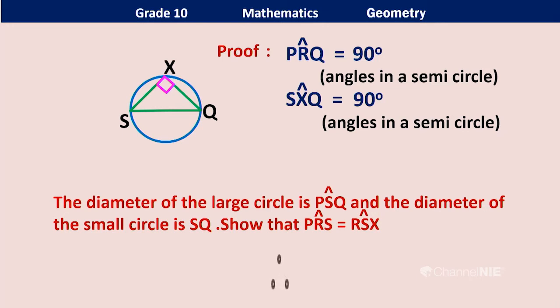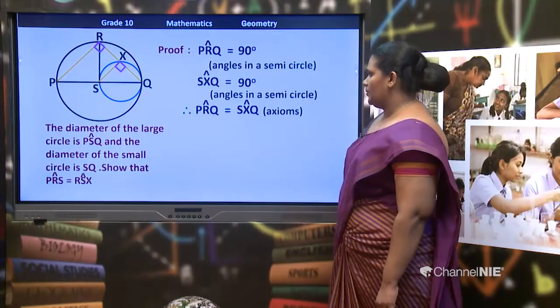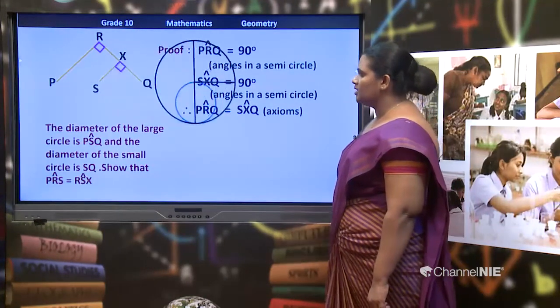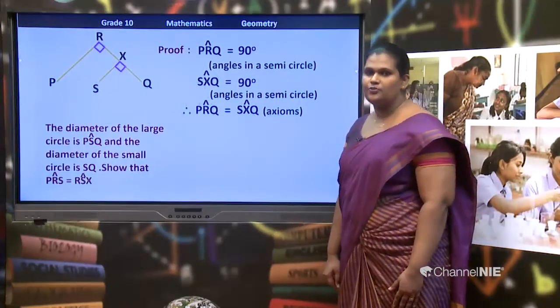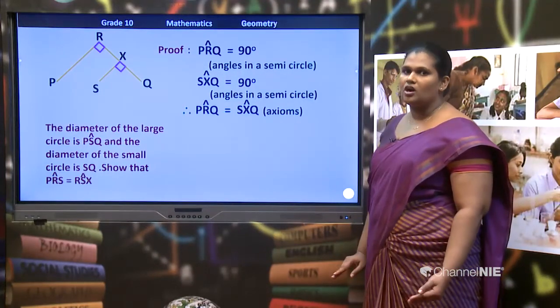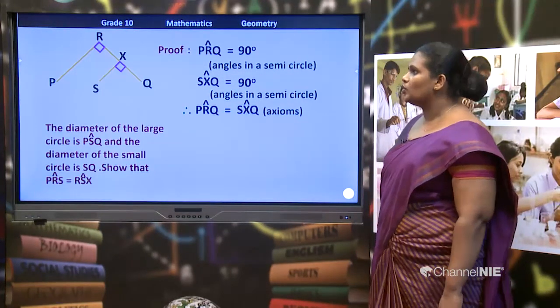Now, we have got two relationships, both equal to 90 degrees. Therefore, we can say angle PRQ is equal to angle SXQ. We can get this relationship using the knowledge of axioms. Now we will consider another part of this figure. Once again, I have taken a part of it to make it much easier.